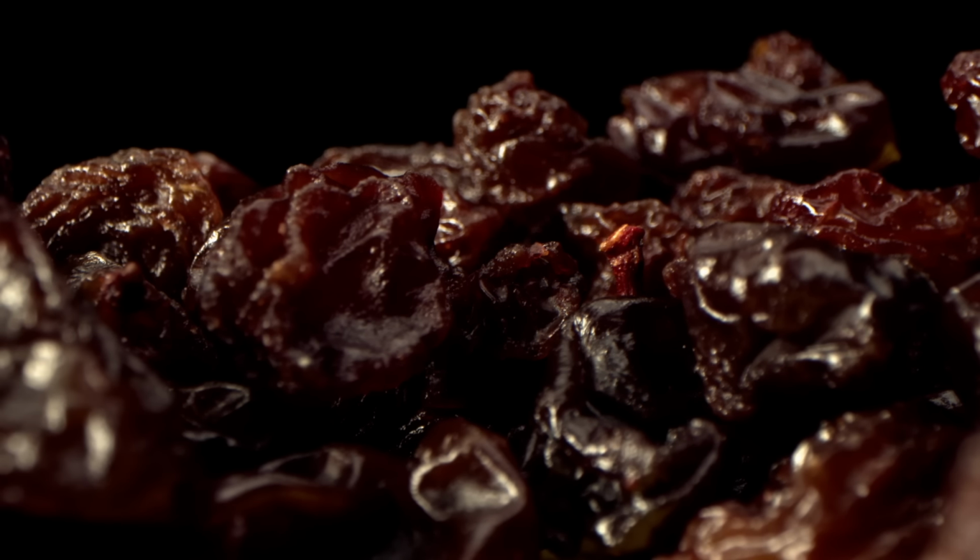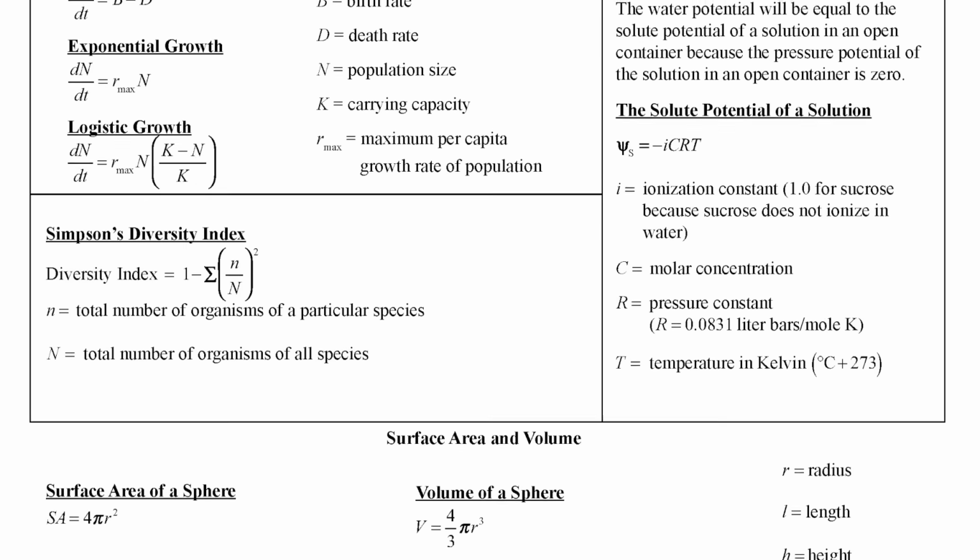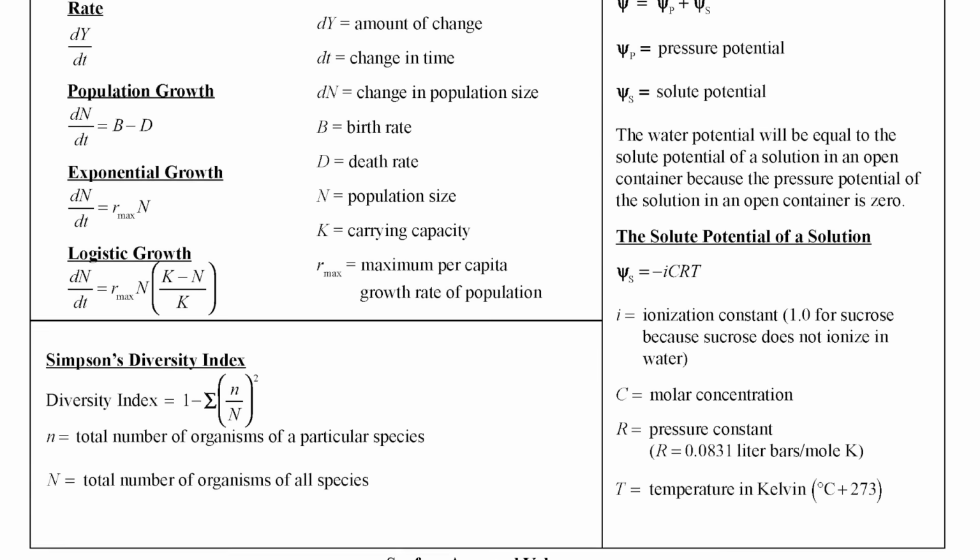That's where osmoregulation comes in, the body's way of making sure cells don't shrivel up like raisins or burst like overfilled balloons. Osmoregulation helps maintain growth and homeostasis by carefully controlling solute composition and water potential inside cells. The equations for water potential and solute potential are on the equations and formula sheet provided on the exam.